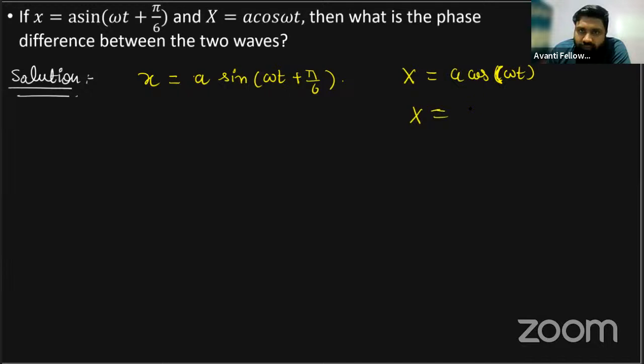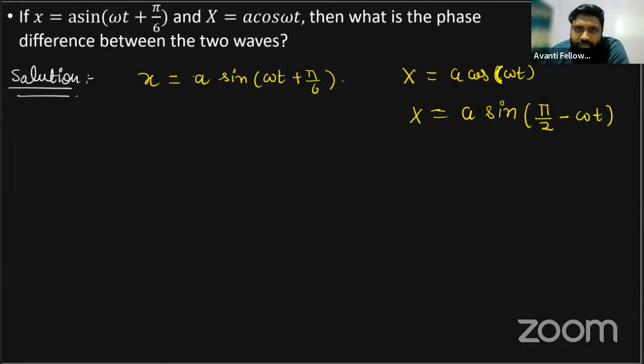So this is a sine. If you convert cos into sine, you will write this expression as sine of pi by 2 minus omega t. Got it? Now, sine of 90 minus theta will become cos theta. Got it? So if you compare these equations, what is the phase difference now?